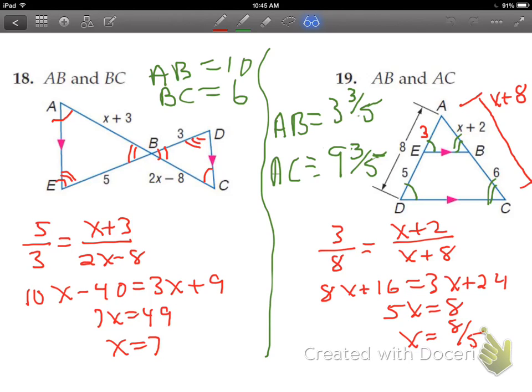First of all, AE is 8 minus 5, which is 3. Now I'm going to take AE, the 3, and divide it by the corresponding part in triangle ADC, which would be the 8. I'm going to set that equal to x plus 2 divided by the corresponding side in the big triangle, which would be x plus 8. The x plus 8 comes from adding x plus 2 plus 6. So when I solve that proportion, I get x is equal to 8/5. That makes AB 3 3/5 and AC 9 3/5.